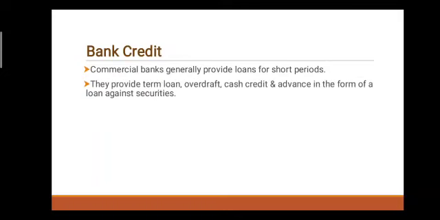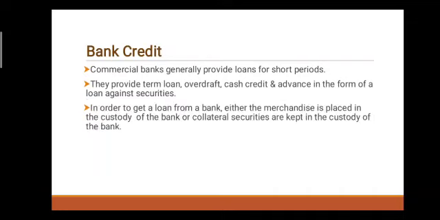Second, bank credit. Commercial banks generally provide loans for short periods. They provide term loan, overdraft, cash credit, and advance in the form of a loan against securities. In order to get a loan from a bank, either the merchandise is placed in the custody of the bank or collateral securities are kept in the custody of the bank.